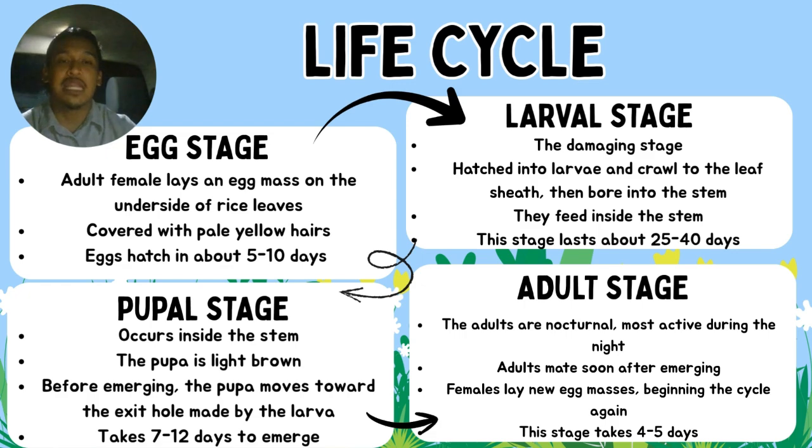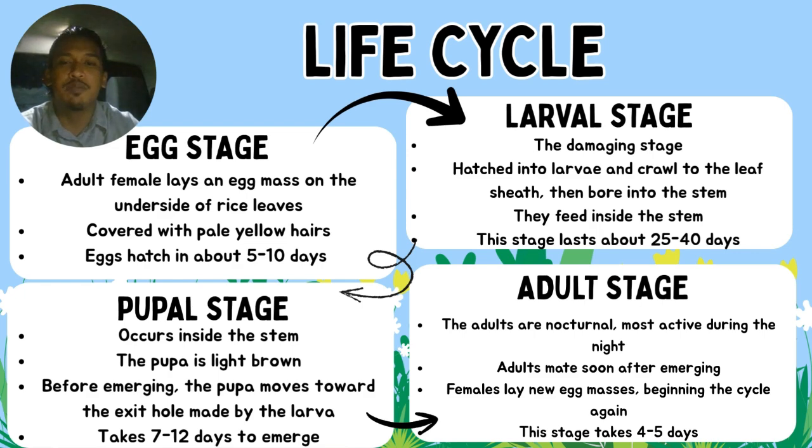So move on to the next stage, which is larval stage. This is the most crucial part. This is where the farmers are mostly scared, the damaging stage, because the larva will crawl to the leaf sheath, then bore into the stem. They feed inside the stem, and this stage lasts about 25 to 40 days. This stage is the longest and the most damaging part that can cause the crop to lose yield and the farmers to lose profit.